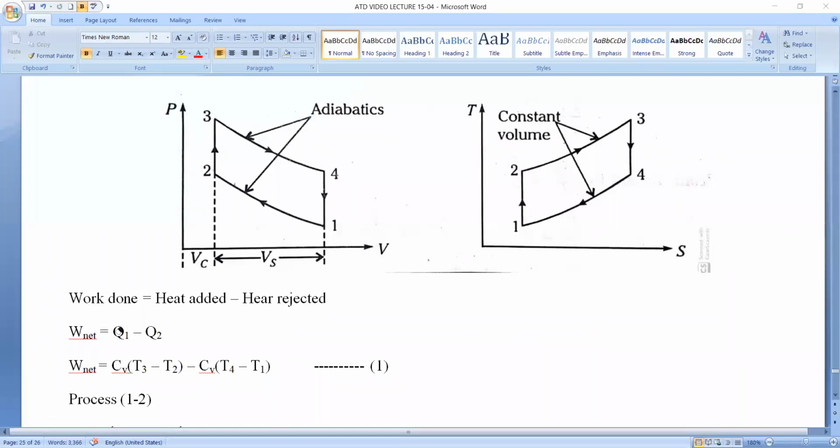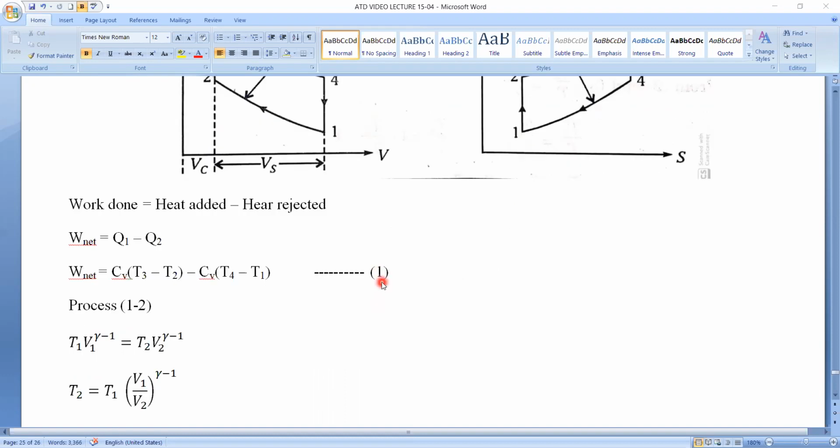Now here Q1 is heat added at constant volume. So CV into (T3 minus T2). As I said, take the temperature difference always as higher minus lower. During the process 2 to 3, the heat addition takes place. So T3 is maximum, T2 is minimum during this process. So the temperature difference will be T3 minus T2. Similarly, minus Q2. Q2 is the heat rejection. Heat rejection takes place at constant volume, that is 4 to 1. So CV into (T4 minus T1). Keep it as equation number 1.